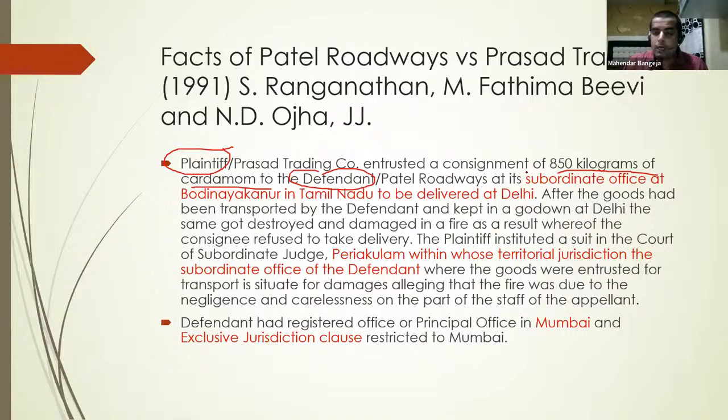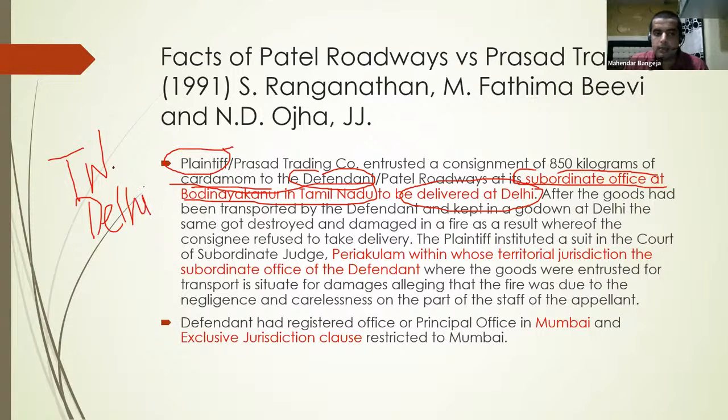और ये कंसाइनमेंट कहाँ दिया था? ये दिया था उनकी सबऑर्डिनेट ऑफिस में. ना प्लेस इज इंपॉर्टेंट. कहाँ दिया था कंसाइनमेंट? ये उनकी सबऑर्डिनेट ऑफिस में तमिलनाडु में. एंड ये कंसाइनमेंट डिलीवर्ड करना था उन्हें दिल्ली. सो अब कॉज ऑफ एक्शन कहाँ राइज हो रहा है? कॉज ऑफ एक्शन तमिलनाडु में एंड दिल्ली में. ठीक है. एंड सिंस यहाँ पर उनकी ब्रांच ऑफिस भी है तमिलनाडु में रोडवेज की, तो प्लेस ऑफ बिजनेस भी यही होगा.